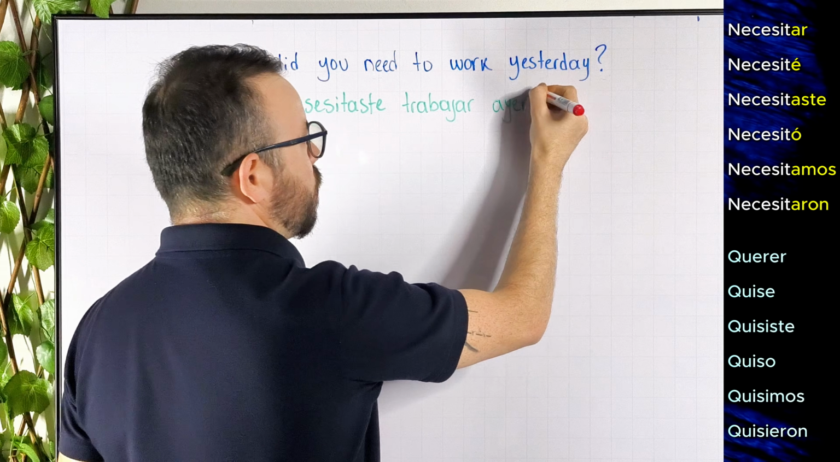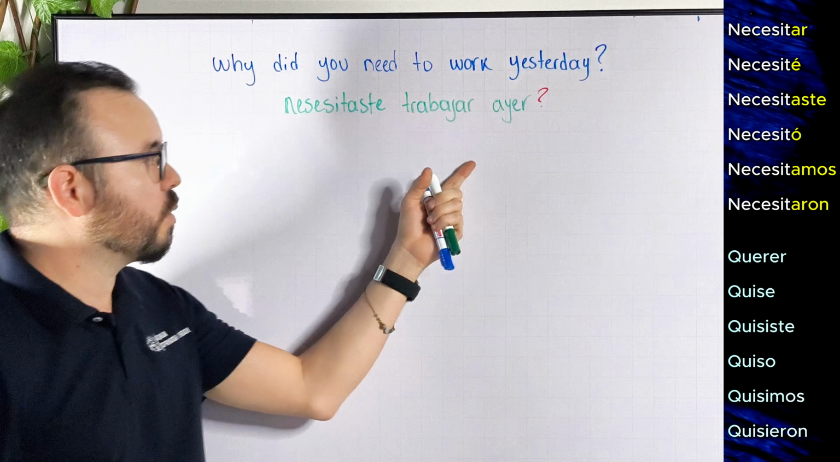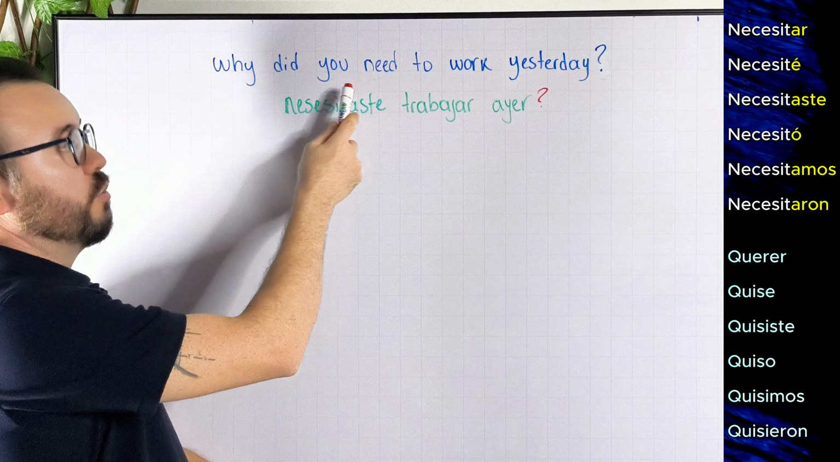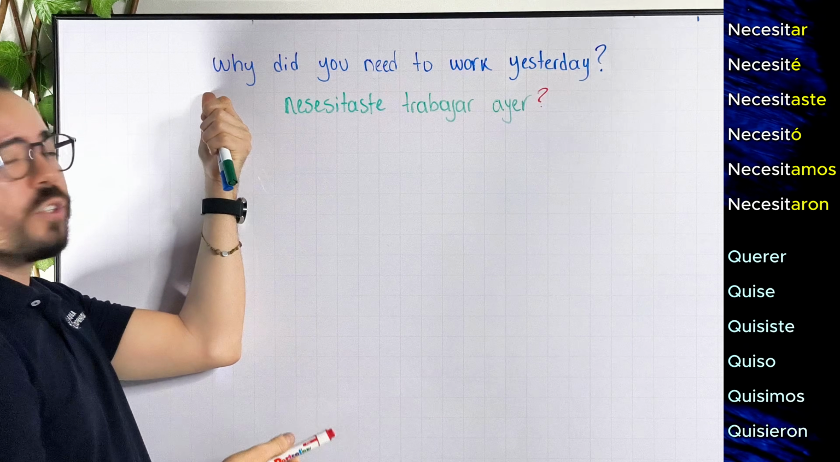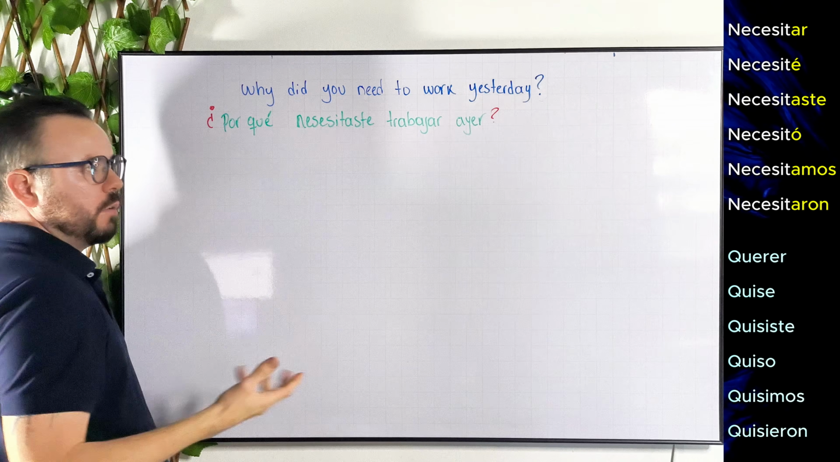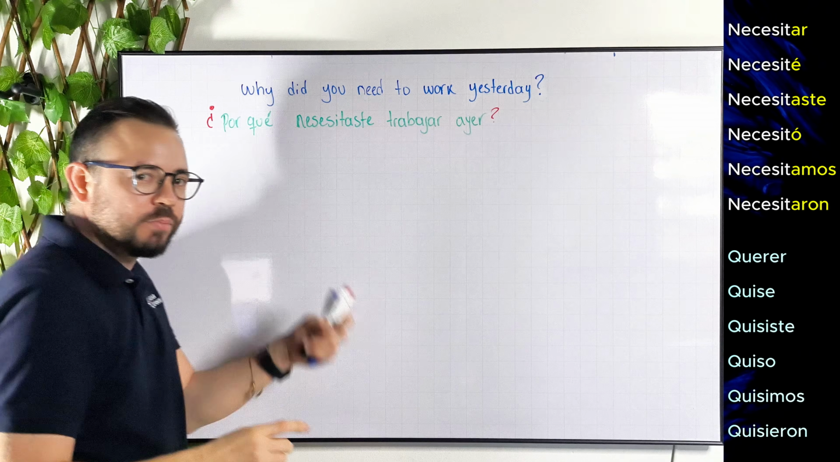Now, what if I need this thing in the question form? Well, I just need to add question marks and then I just need to say it as a question, okay? So if I say this as a question like ¿necesitaste trabajar ayer?, that will be already did you need to work yesterday? And then we just need to add why in front. But in Spanish it will be just ¿por qué? Okay, so we end up having ¿por qué necesitaste trabajar ayer? And that's it, problem solved.